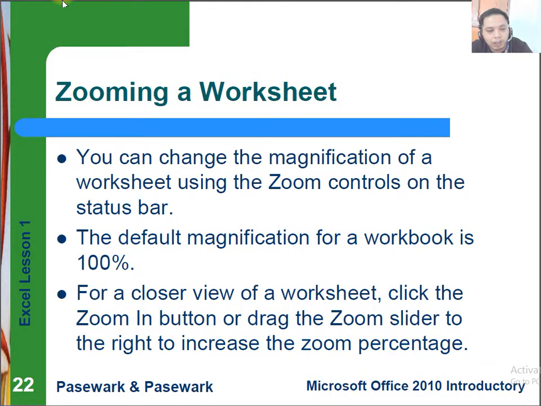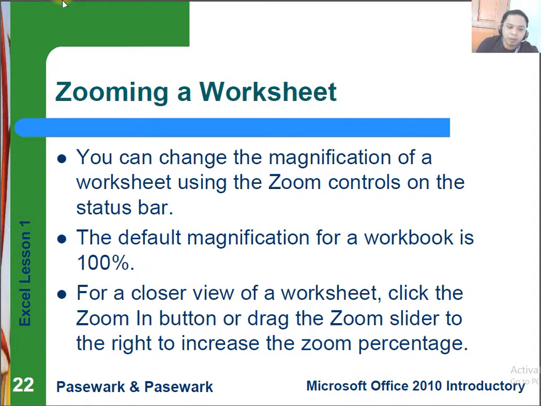Okay, zooming a worksheet. So paano mag-zoom? You can change the magnification of a worksheet using the zoom controls on the status bar. So nasa bandang lower right side. Yung zoom controls is meron siyang parang slider. Kapag yung slider nilagay mo sa bandang left, liliit, parang zoom out. Then kapag papuntang right naman yung slider, magzo-zoom in naman siya or lalaki.